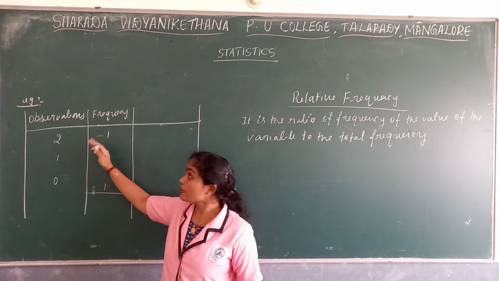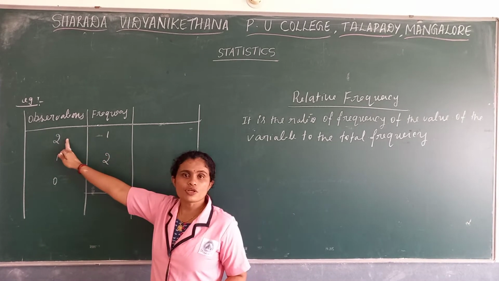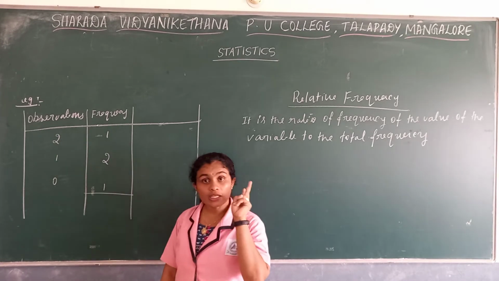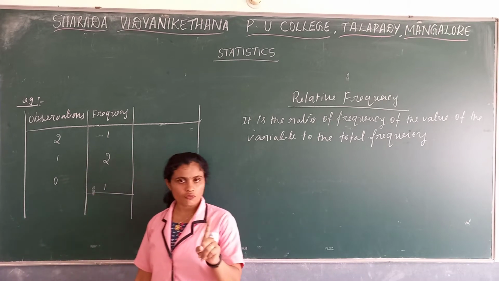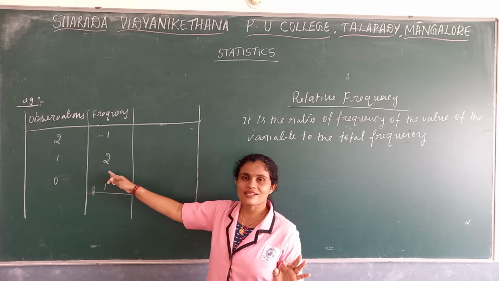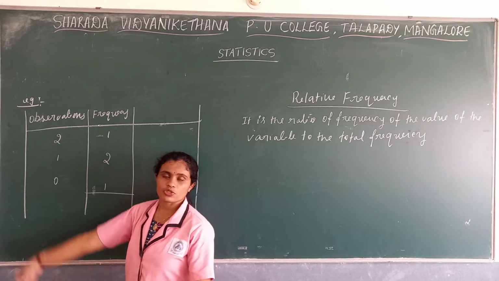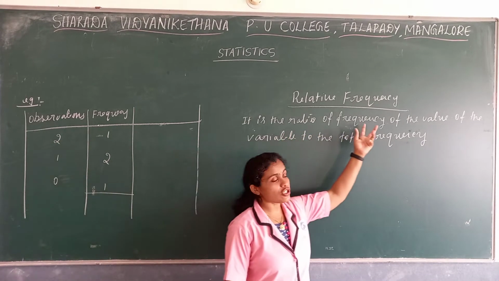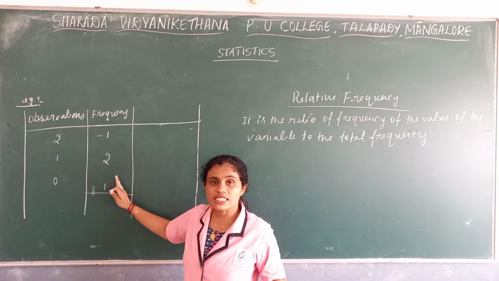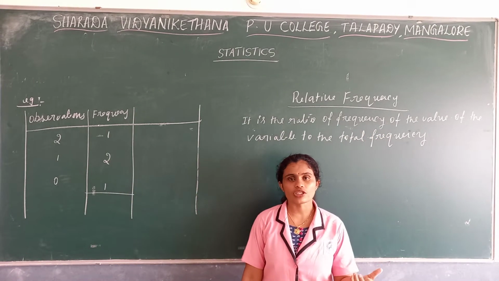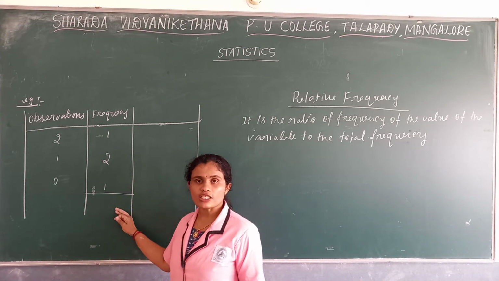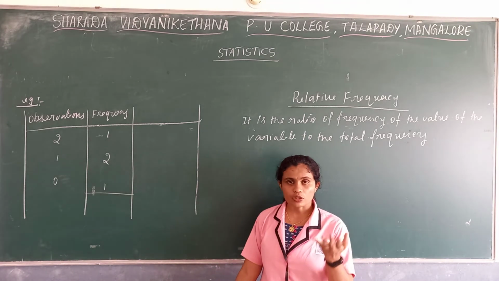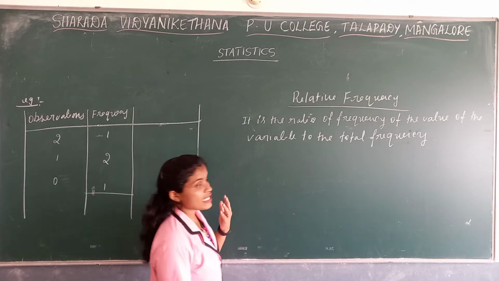Frequency is nothing but how many times a particular observation is repeating. Here 2 is repeating only one time. Here 1 is repeating twice. 0 is repeating once. So frequency is how many times that value which we obtain from the variable is repeating. This frequency, when we divide it by the total frequency, we present in the form of a ratio.